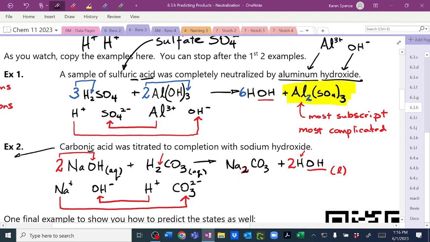And then you can, if you want to, check on your blue sheet to see if sodium carbonate is aqueous or if it becomes a solid, but that's optional. I happen to know that sodium is an alkali, so it's always soluble, so I happen to know that that one is aqueous. But like I said, if you don't want to put the states in, don't worry about it. Okay?